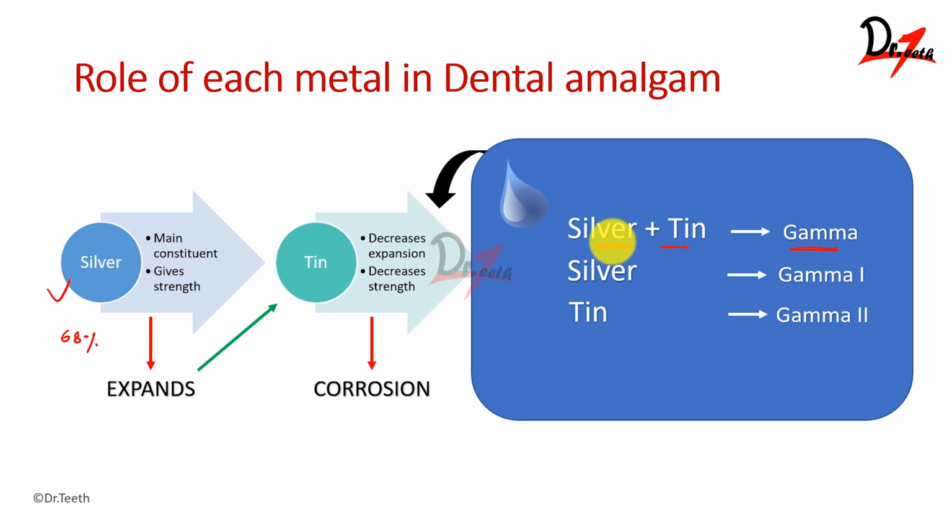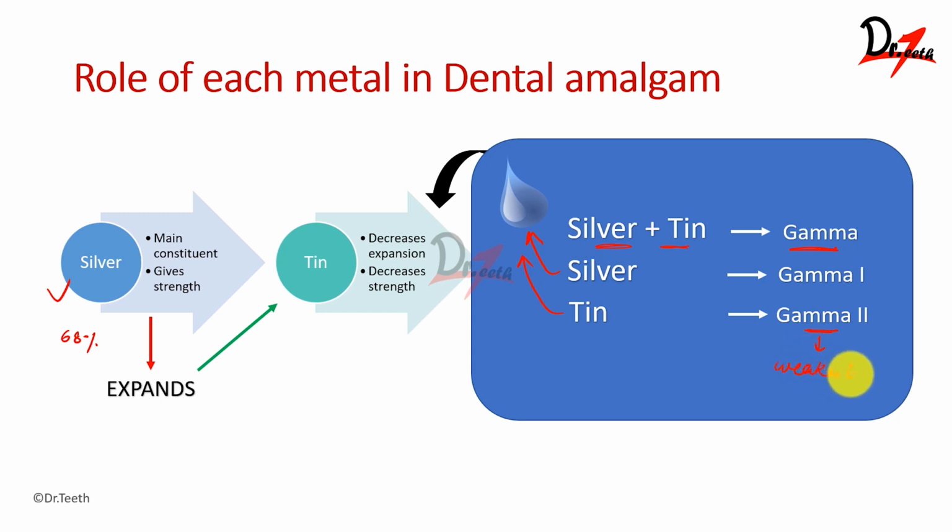And that happens when they react with mercury. So when silver reacts with mercury, it forms the gamma 1 phase. And when tin reacts with the mercury, it forms the gamma 2 phase. So this gamma 2, it is the weakest phase.